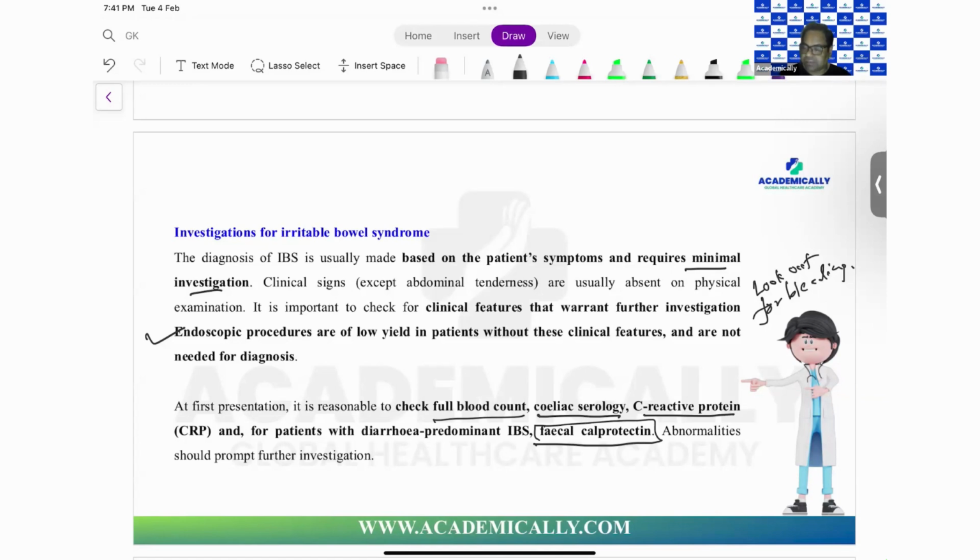Tomorrow or next time we will talk about inflammatory bowel disease, where there is inflammation. There are two things, ulcerative colitis and Crohn's disease. There is also a third one called the indeterminate type. So these are the inflammatory bowel diseases. That's a different ball game altogether.